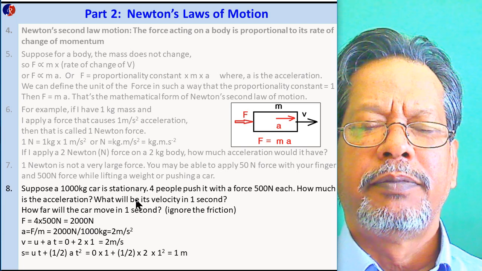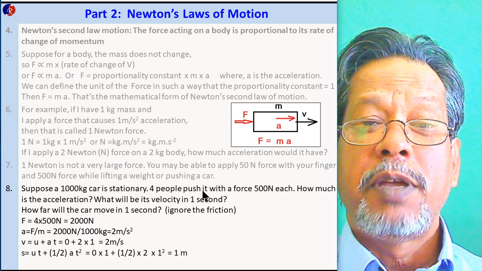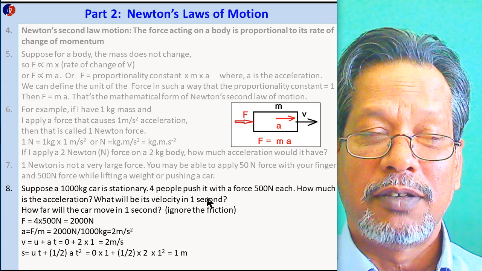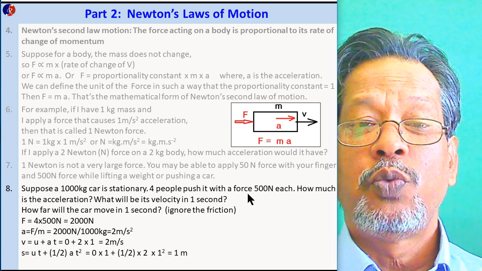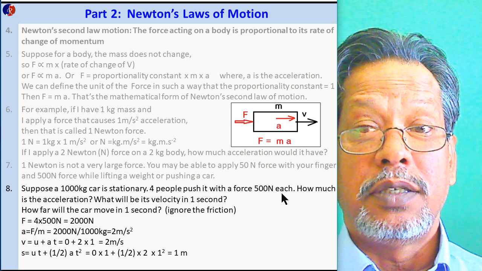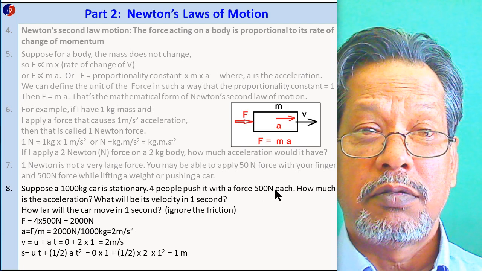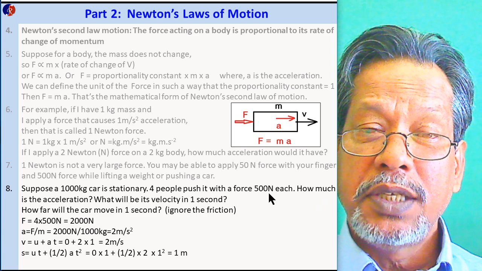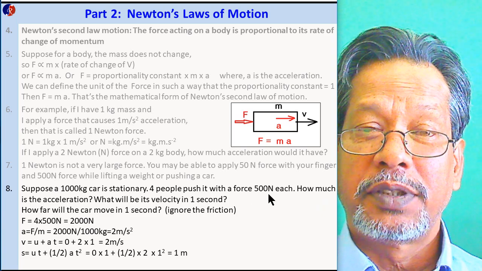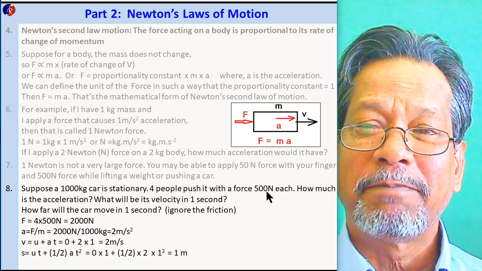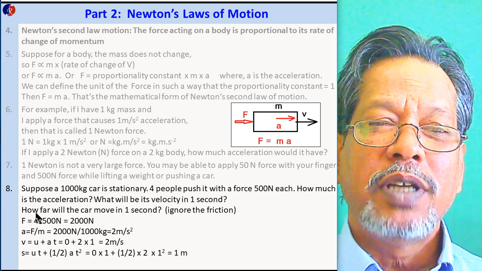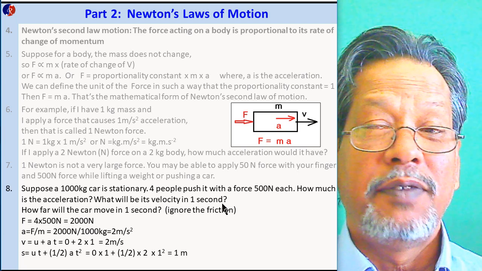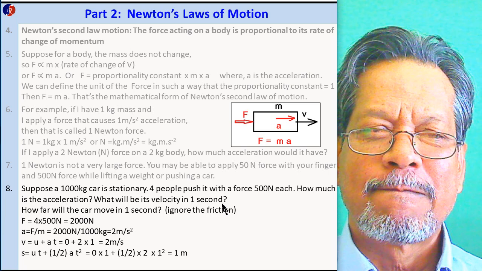1,000-kilogram car, stationary, and 4 people push it. For some reason, they have to push it. It's broken down. The car is not working. They have to push it. 4 people push it, and each with a force of 500 Newton. Each is important. Sometimes students forget to read English very carefully, and they make a mistake. Each 500 Newton. We saw that 500 Newton force is not too big. You can apply it if you really push hard. How much is the acceleration? What will be its velocity in 1 second? You can even say, how far will it go?